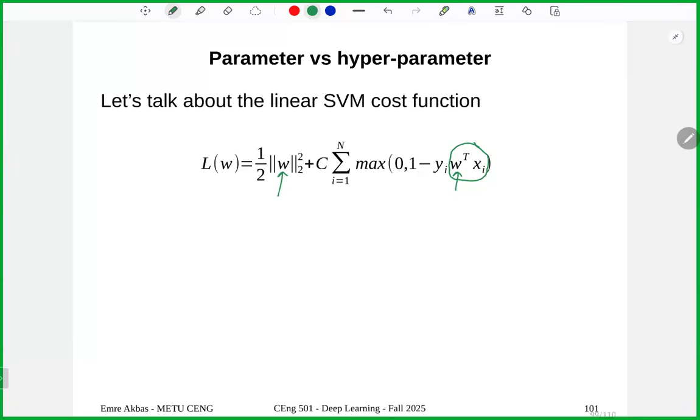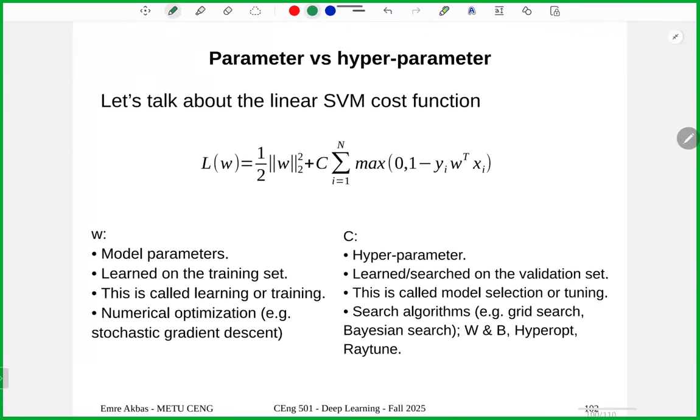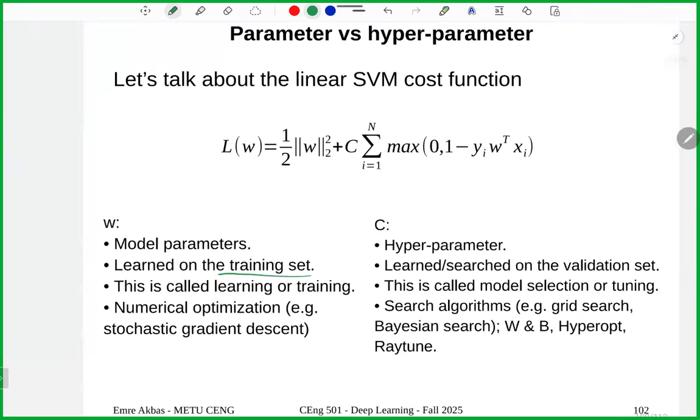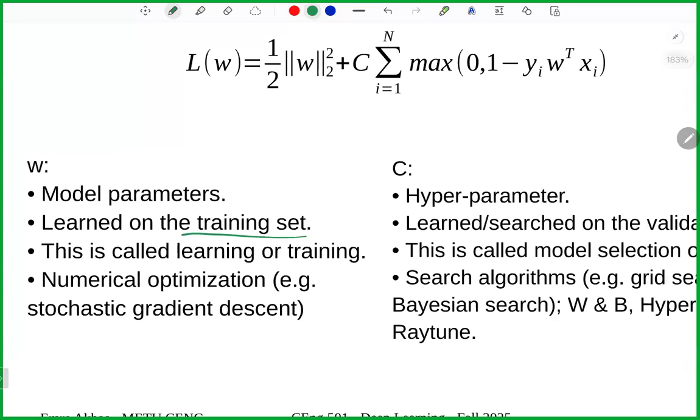And what is a hyperparameter here? C is a hyperparameter. It is a weight variable which balances two losses. One of them is the regularizer, the other is the loss that minimizes training loss. So C trades off between those two. So W is a model parameter. It is learned on the training set, right? This process is called learning or training. And we use numerical optimization methods such as stochastic gradient descent to find the optimal value of W.